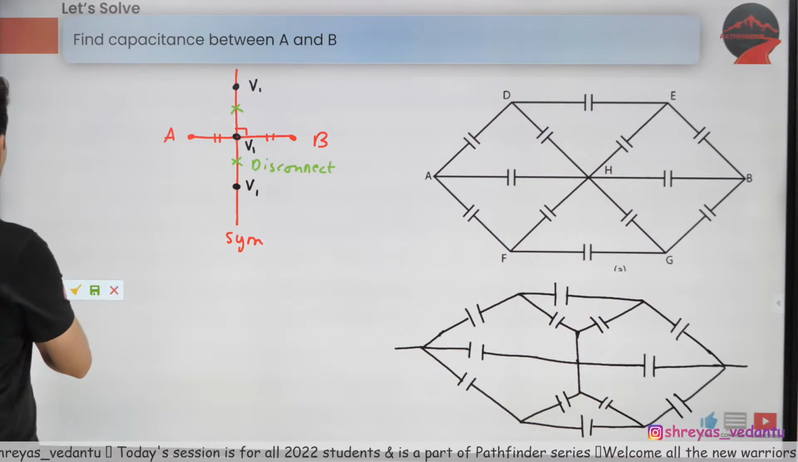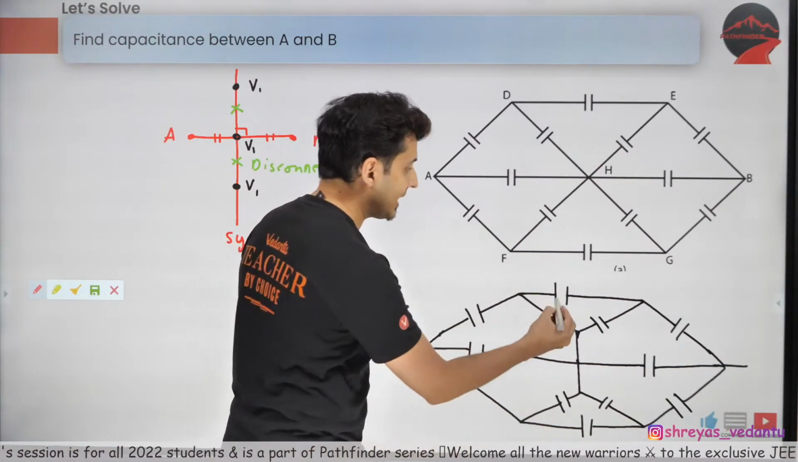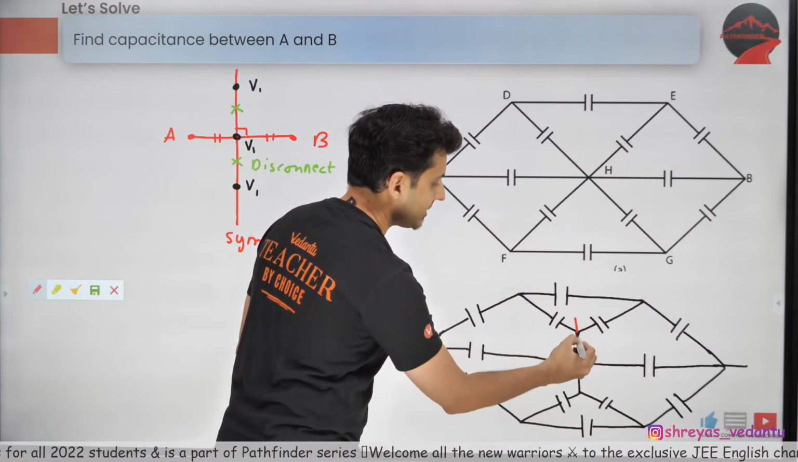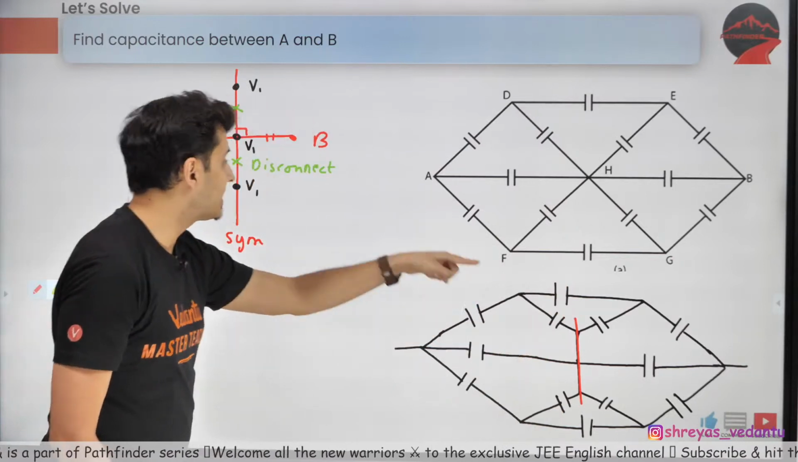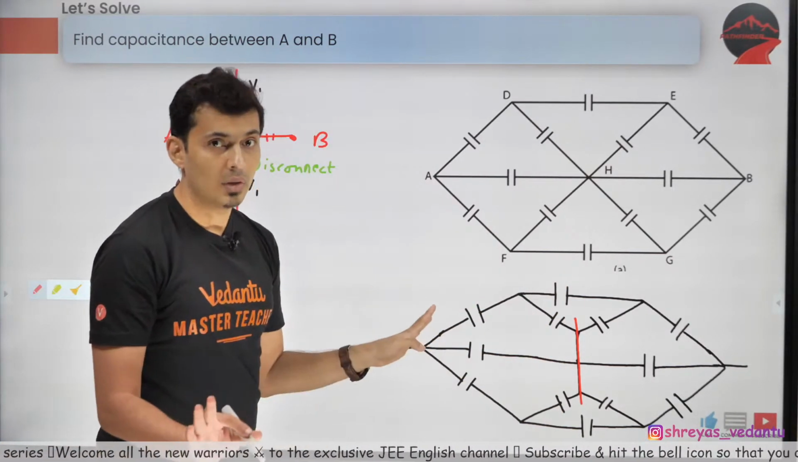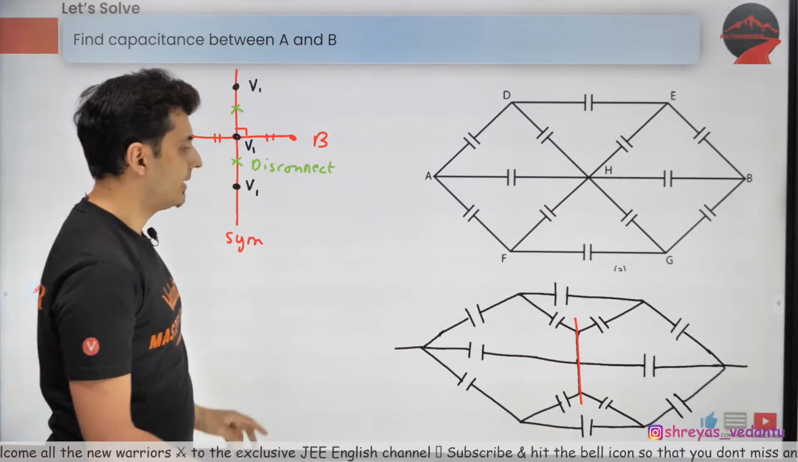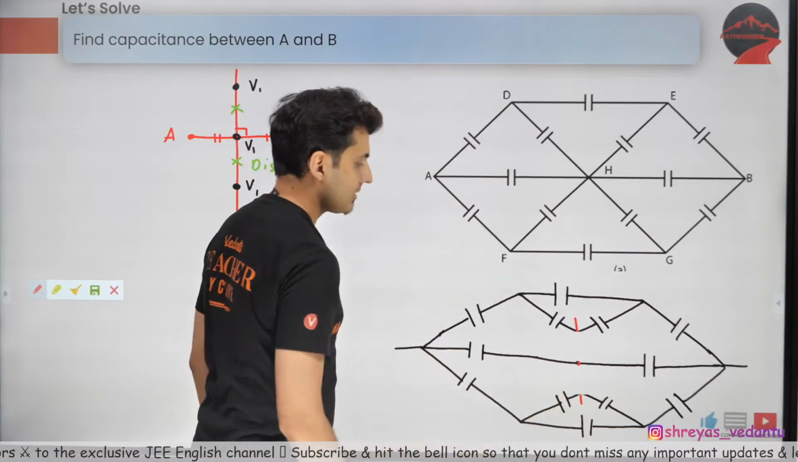Okay, so now just draw a perpendicular bisector. Do you see there is a perpendicular bisector here? Okay, I hope you can see that. This is a perpendicular bisector. So whatever points are there on the perpendicular bisector are at the same voltage. So this and this are at the same voltage. So what you can do, you can disconnect them. That means you can get rid of this and this.